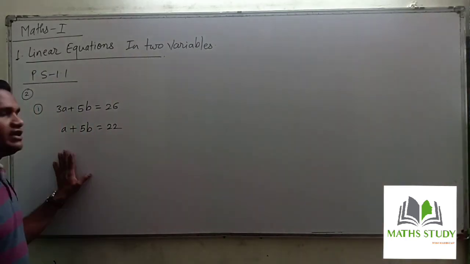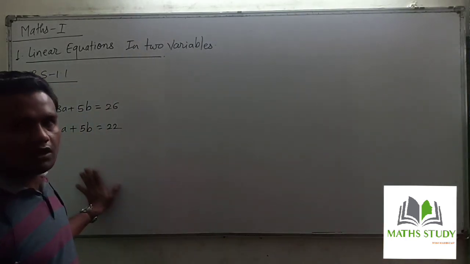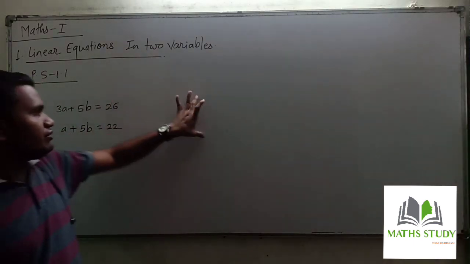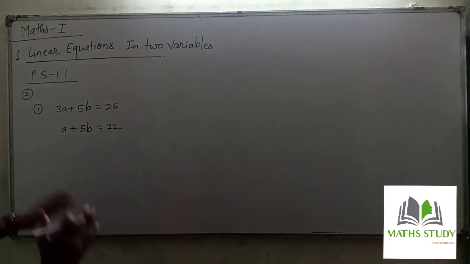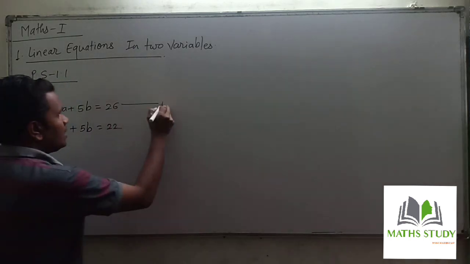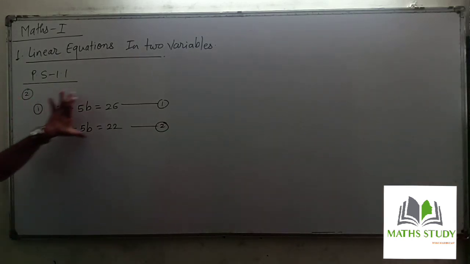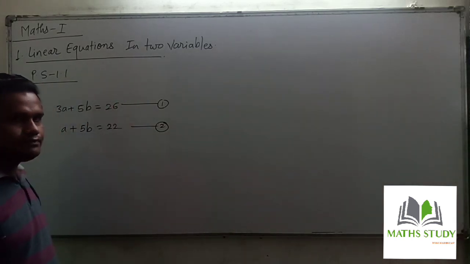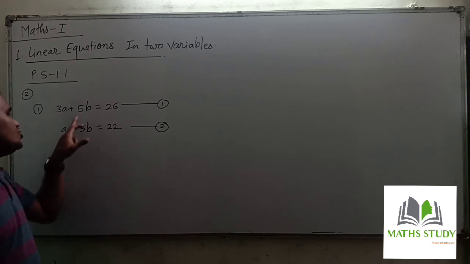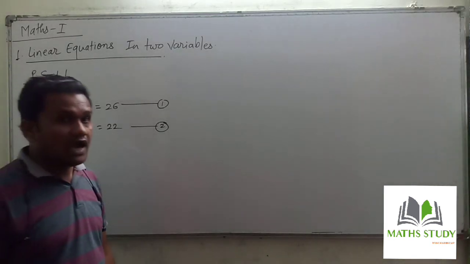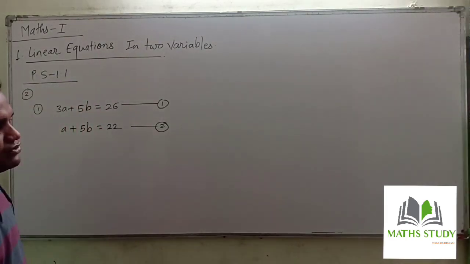Okay students, I have written question number 1 from question number 2. Here what we have done? We have written both the equations here. First of all we will number them. This is equation 1, this is equation 2. Now, if you examine the equations, you will find that these two terms, the 5b terms, are the same.